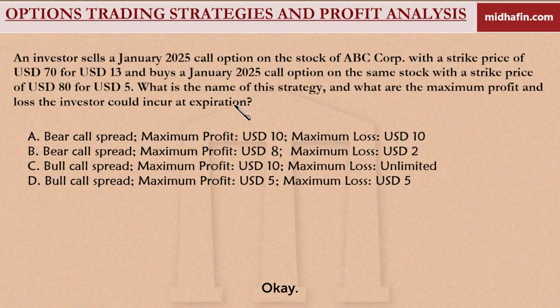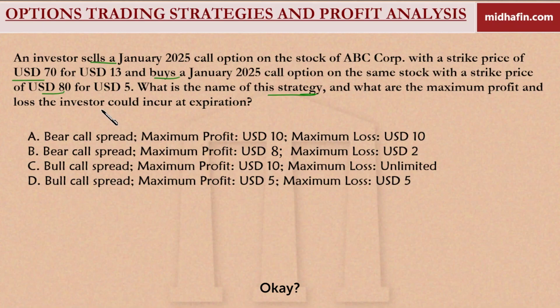All right. Okay. Let's break this down together. First, let's identify the strategy. Okay, that is the first job. What is the strategy? Now, investor is selling a call option with a lower strike price, that is $70, and investor is buying the call option with a higher strike price. Okay, so this is a classic bear call spread strategy. Okay, where the investor is selling the call option at lower strike price, buying at a higher strike price. It is designed to profit when the stock price stays below the lower strike price.